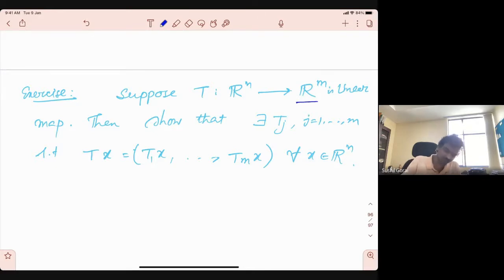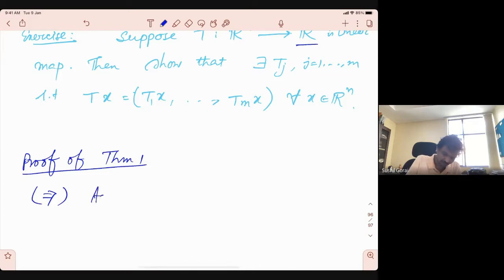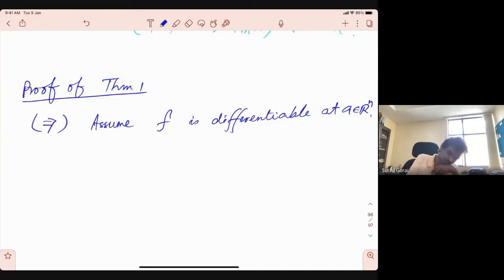Okay, so let us now look at the proof of the theorem on this side. So assume f is differentiable at a. Now we want to show each fj is differentiable.